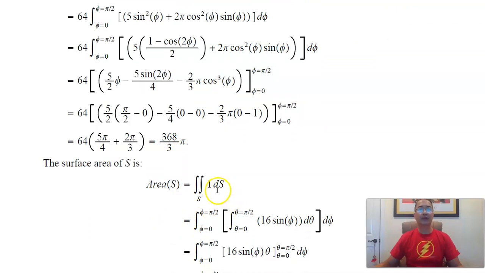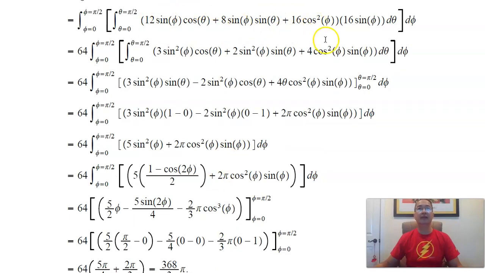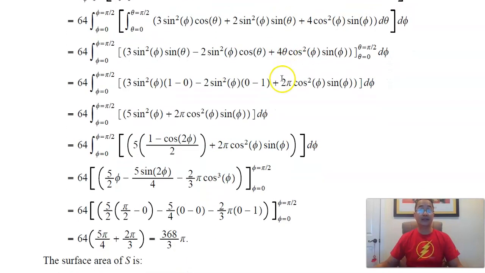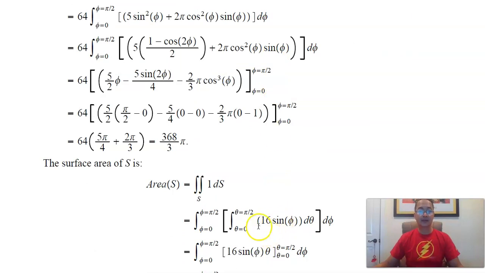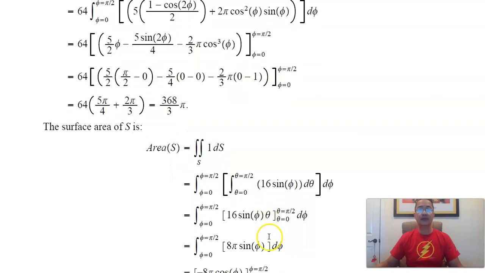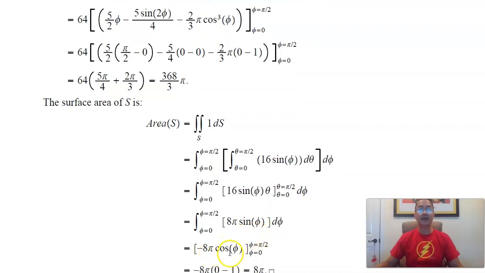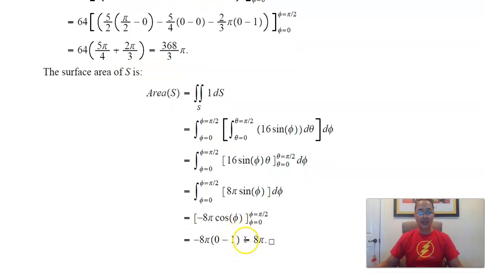For surface area, you integrate 1 dS. So the integrand that we got over here, we completely ignore that. All we have is the 16 sine phi. So there it is. First the theta: there is no theta, so it's just a constant, and we go from 0 to pi over 2. 16 turns into 8 pi. We know how to integrate sine of phi, that's minus cosine phi. Plug in the endpoints, and we get 8 pi.